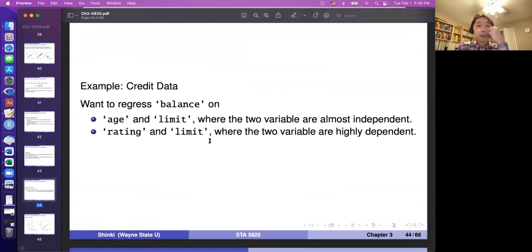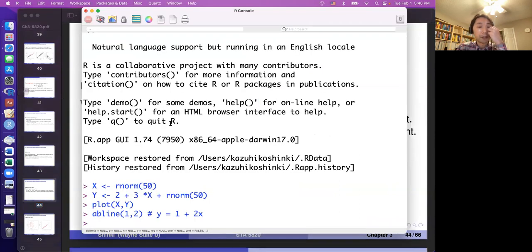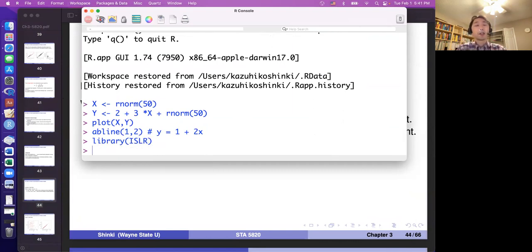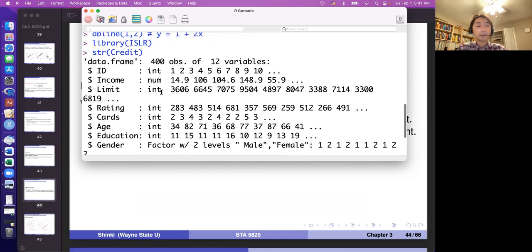So, an example. This is credit data. If you want to see the data, you can install the library ISLR. Library and package are the same thing. Basically we have some add-ons to the default R, and ISLR is a package generated by the authors of this textbook. The Credit data set in this library has this information.